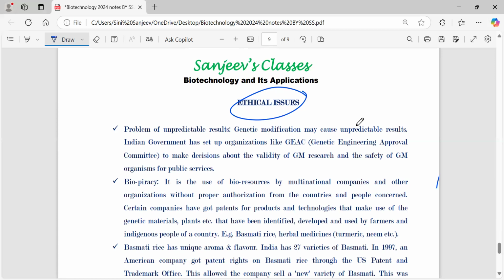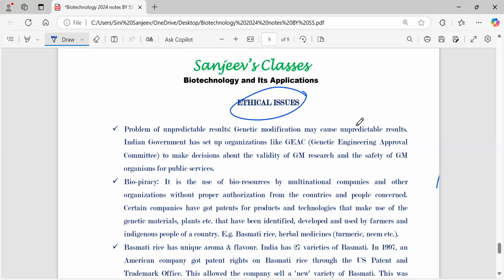The government. So it's very necessary whenever you take these topics. Like any modification if you're doing in any kind of living organisms, whatever the government rules and regulations are there, that needs to be followed.